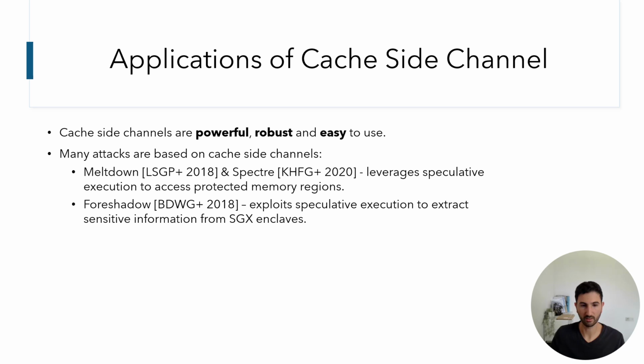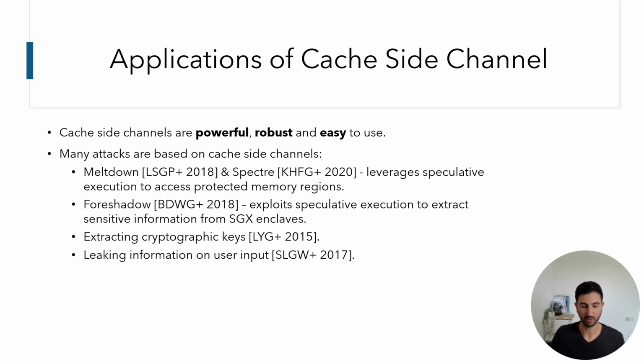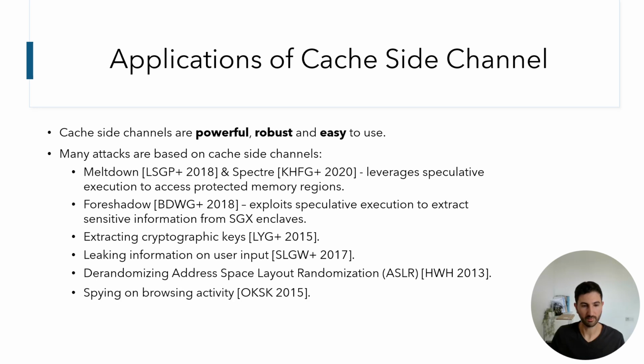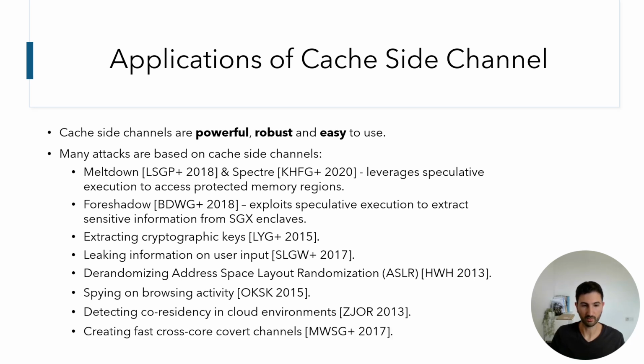Foreshadow by Van Bulck et al. also exploits speculative execution to extract sensitive information from Intel SGX enclaves. Other examples include extracting cryptographic keys by Liu et al., leaking information on user input by Schwarz et al., de-randomizing ASLR by Gras et al., spying on browsing activity by Oren et al., detecting co-residency in cloud environments by Zhang et al., and creating fast cross-core covert channels by Maurice et al.